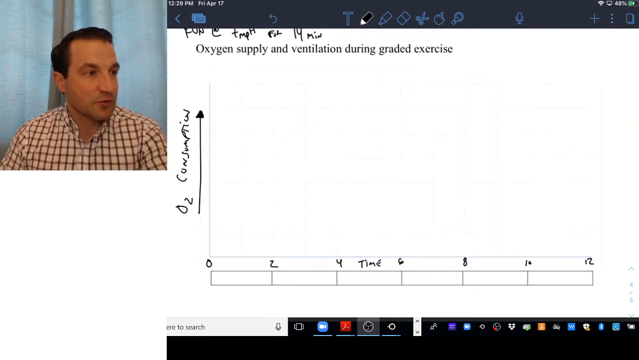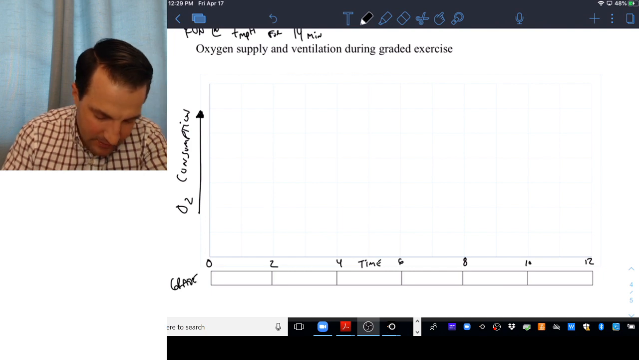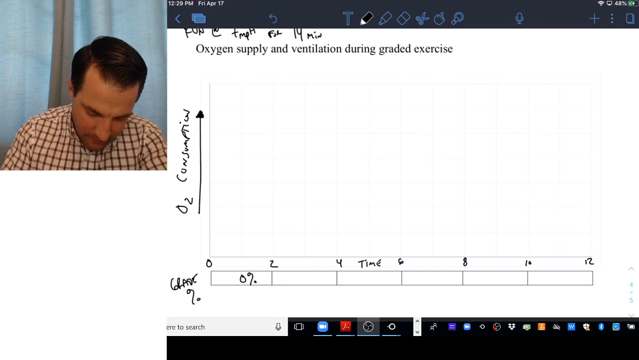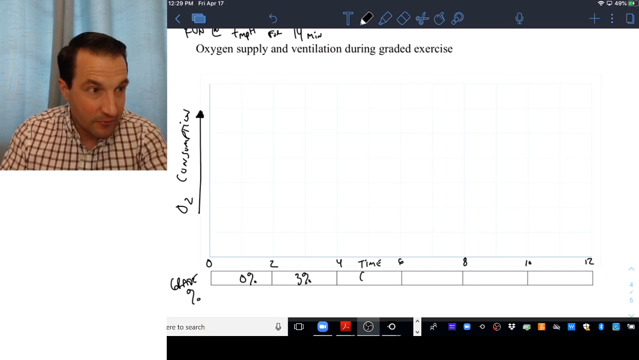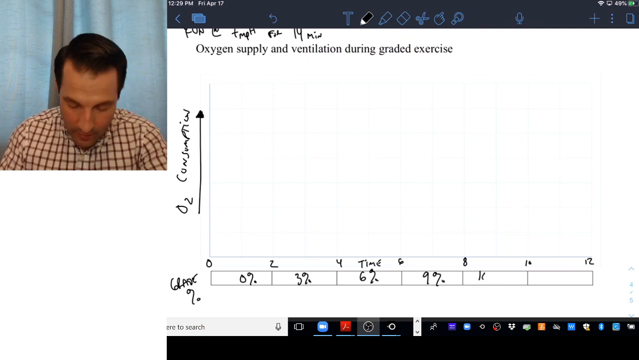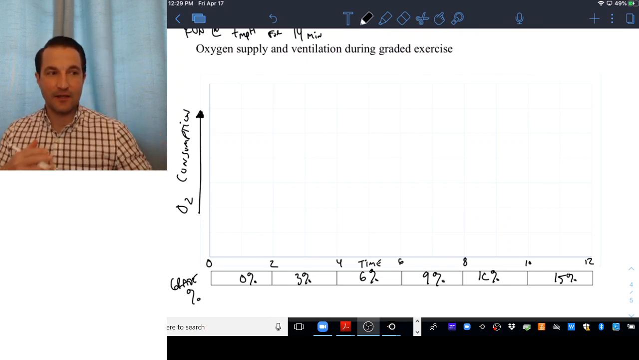And then what we're going to do is we're just going to put in our grade. This is the treadmill grade as a percentage. So we have 0% here. And then after 2 minutes, our treadmill grade is going to go up to 3%, 6%, 9%, 12%. And this is one of those fancy ones that can go up to 15% grade. So we are walking up a steep hill at the end of that.